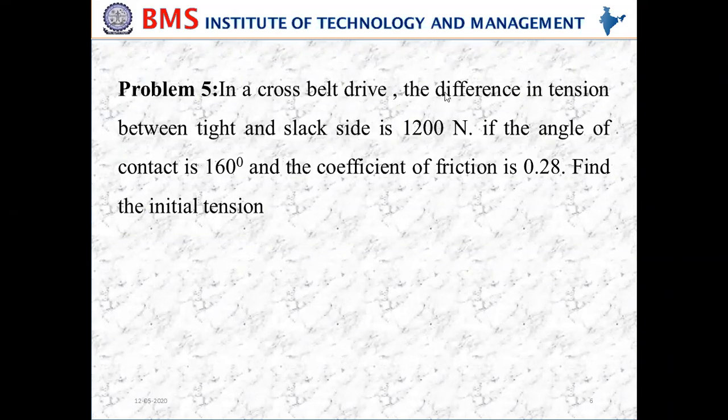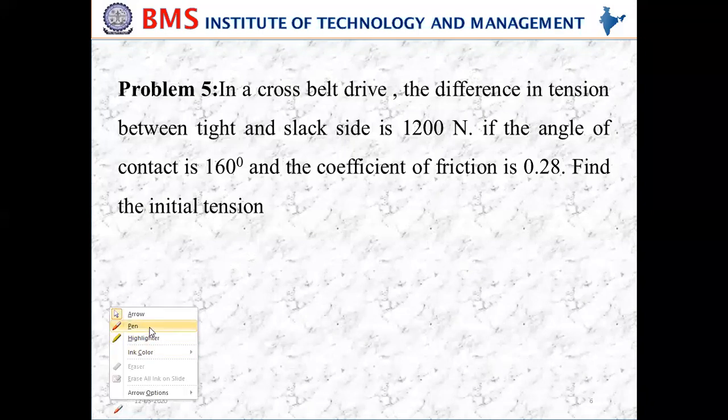And in the beginning, what is given is T1 minus T2 equal to 1200 newtons. So I can substitute the value of T1, that is e power mu theta into T2, in the equation T1 minus T2 equal to 1200 newtons. Once you substitute that, I am going to get the T2. Then substitute the T2 in the second equation, and I am going to get the T1 value. So once you have this, then you can find out easily.